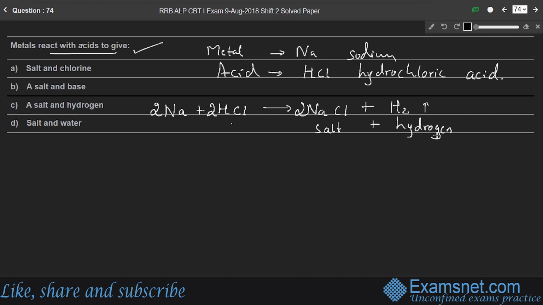You can consider any other acid also. So Na plus H2SO4 can also be taken. So Na2SO4, sodium sulfate, plus hydrogen gas. So metals react with acid to give salt and hydrogen. So option C is the right answer.